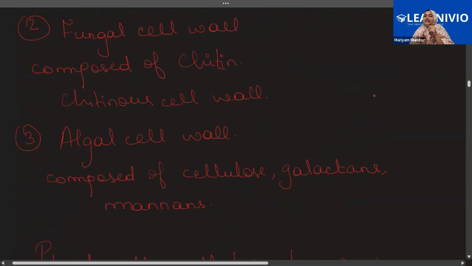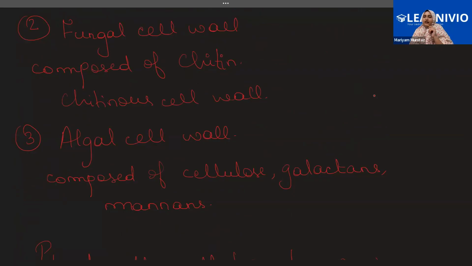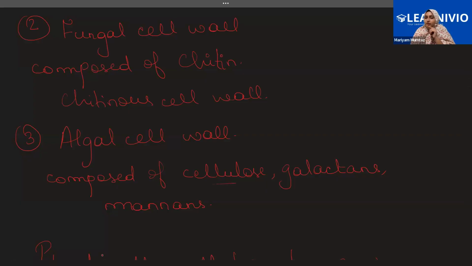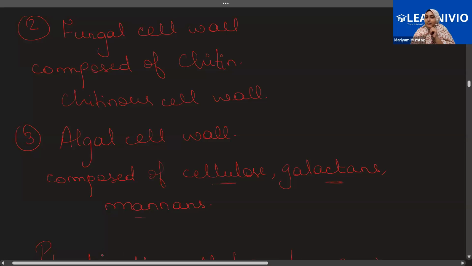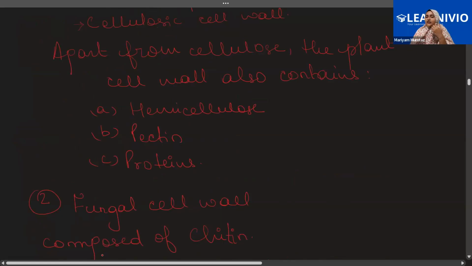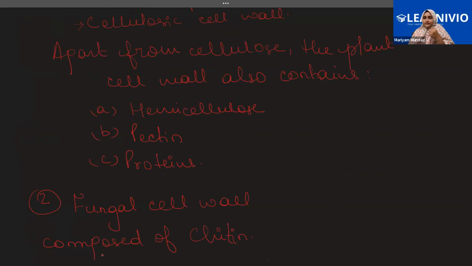So we'll call it a chitinous cell wall. Algal cell wall, which in the case of algae is composed of cellulose, galactans, and mannans. Their cell wall is also cellulosic, but apart from that, they have extra stuff like galactans and mannans. But the plants have hemicellulose, pectin, proteins, and other extra structures.